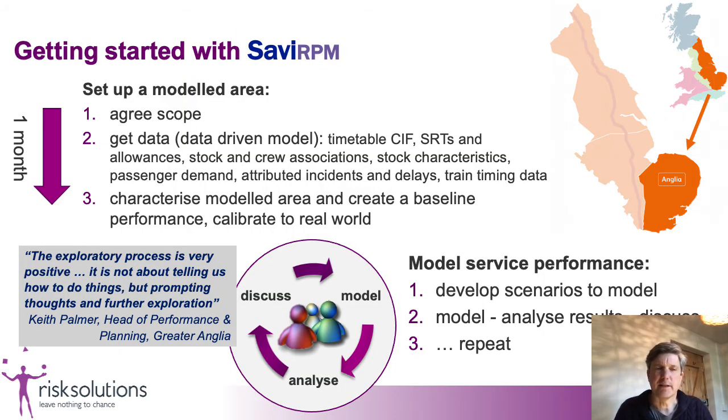So what's the process of getting started with Savi? It's a 2-stage process. The first part of the process is setting up a new modelled area. So we use industry standard big data sets. After agreeing the scope with the users, we get the data and we develop and create the model input data that drives Savi. This characterises the area. We select the timetable to use, and we create a baseline and calibrate the model so that it reflects real-world performance. The second stage of the process is modelling service performance through scenarios like the 6 that I've just mentioned.